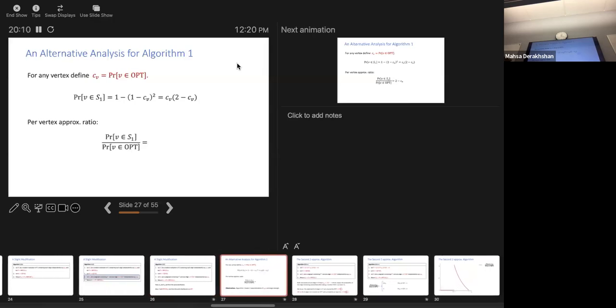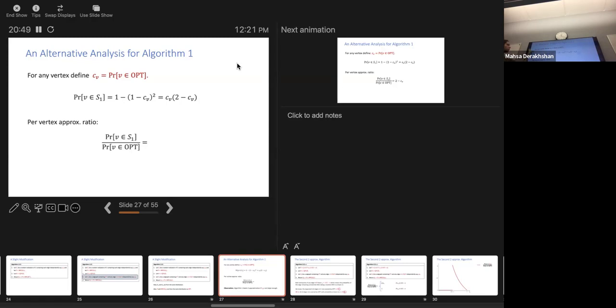Right. So for any vertex, first of all, let's define this thing, which I'm going to use a lot. Let's remember that C_v, for any vertex, is the probability that the vertex belongs to the optimal solution. What does it mean? If you draw a random realization of the graph and take a minimum vertex cover of that, what's the probability that this vertex is in that minimum vertex cover of the random realization? Is the definition clear here? We are going to work with it.